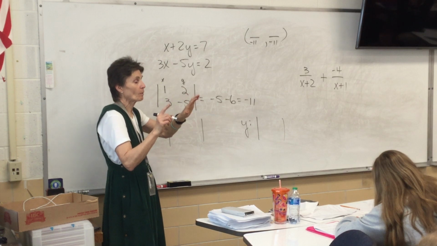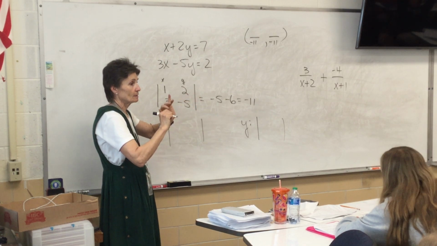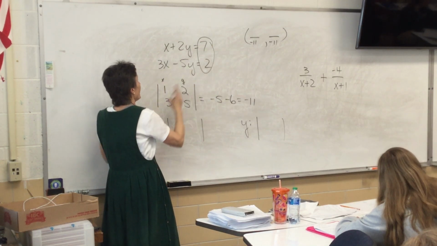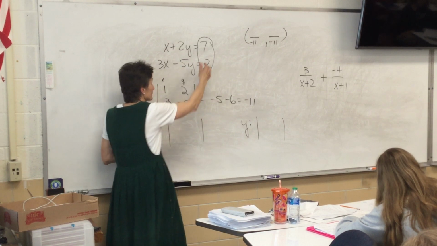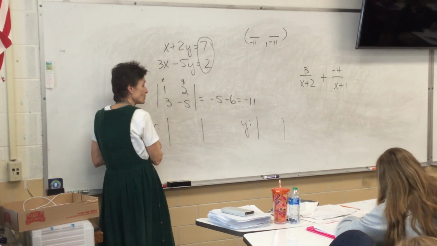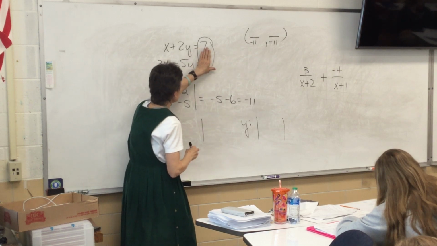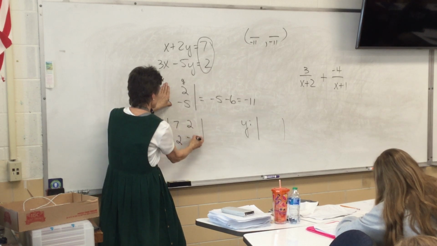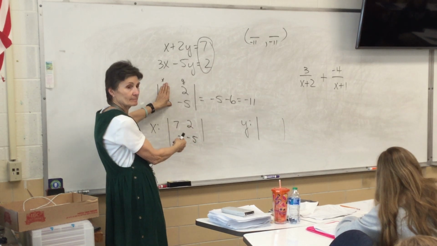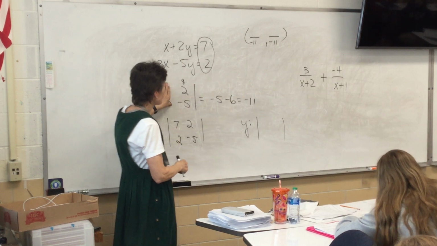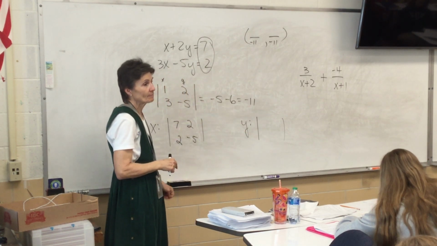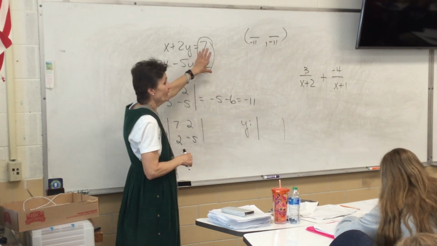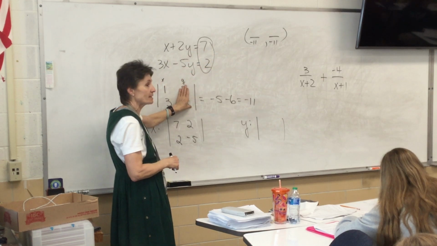Here's what we're going to do. For X, use 7 and 2, and then exactly. Cut out the 7 and the 2. If you're solving for X, paste the 7 and the 2 in the X column. So that determinant looks like this. If you're solving for Y, then we cut out the 7 and the 2 and paste it in the Y column.